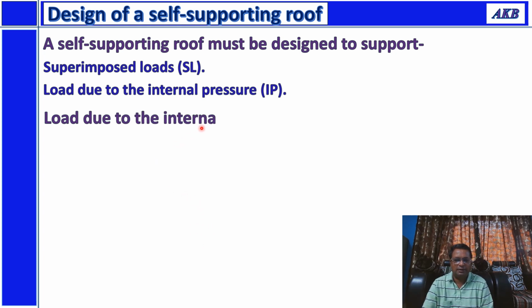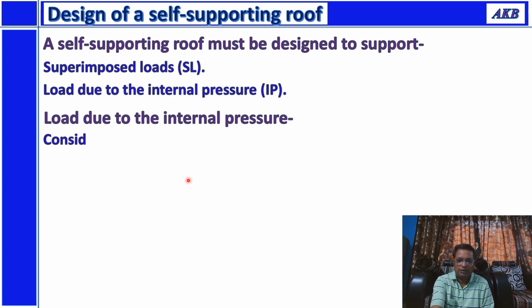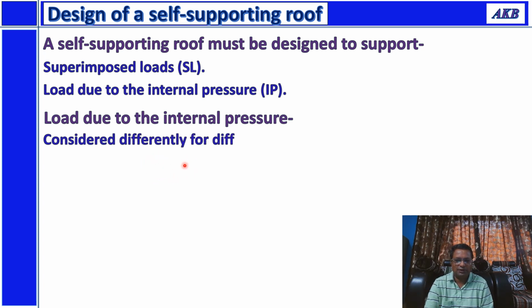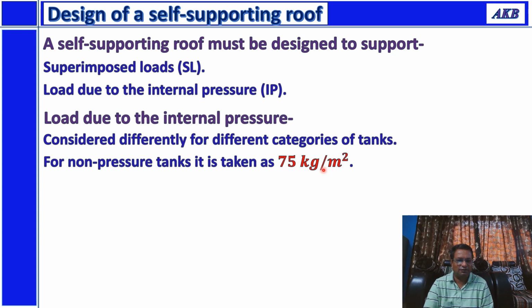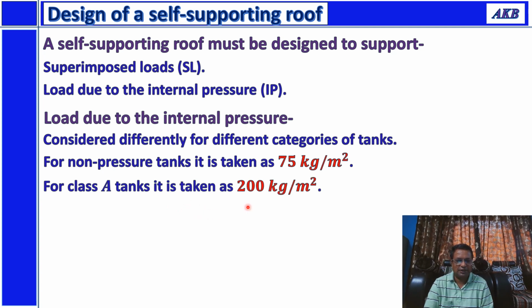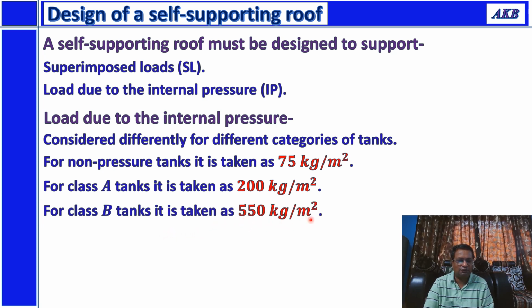Okay, then load due to internal pressure, I have talked about it. So it has to be considered differently for different categories of tanks. So for example, for non-pressure tanks, it is taken as 75 kg per meter square, and for class A tanks, it is taken as 200 kg per meter square. For class B tanks, it is taken as 550 kg per meter square for internal pressure.